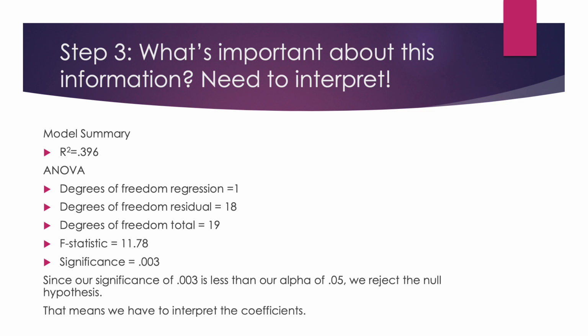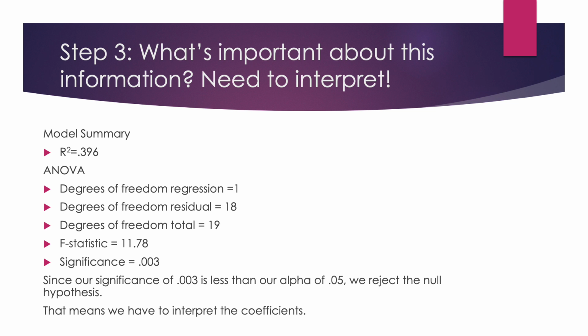So under the model summary, if you look under the model summary output on the previous page, you can see that our R square is equal to 0.396. If you look under the ANOVA output, it says the degrees of freedom regression is equal to 1, the degrees of freedom residual is equal to 18, the degrees of freedom total is equal to 19, and then we need to look at our test statistic. In this case, our test statistic is an F statistic, and that's equal to 11.78. Our significance for our F statistic is equal to 0.003.